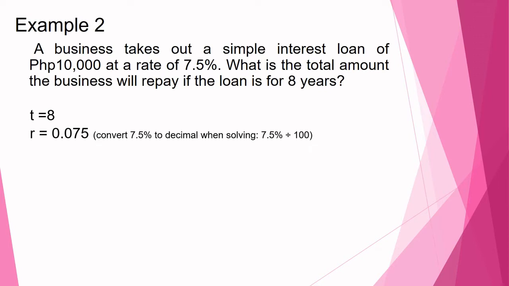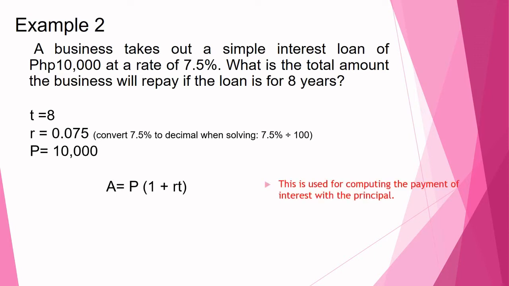So gi-divide ra si 7.5 by 100 to get that value. And then your principal is 10,000 pesos. So ang imong gamiton ani is this formula: A equals P times quantity 1 plus RT, para mahibaw-an nimo kung pila imong mabayaran na interest plus sa imuhang principal. So this is interest plus the principal na amount. So pilay total na imuhang mabayaran for 8 years.